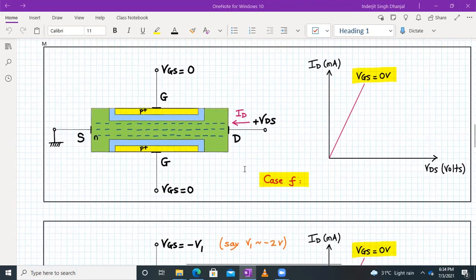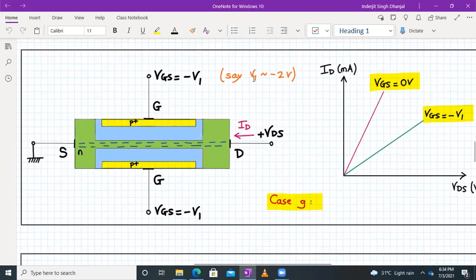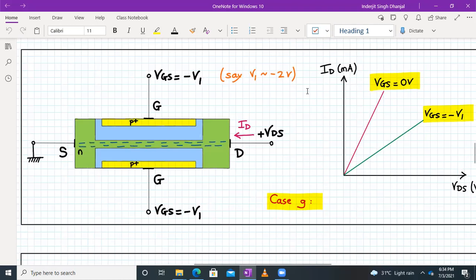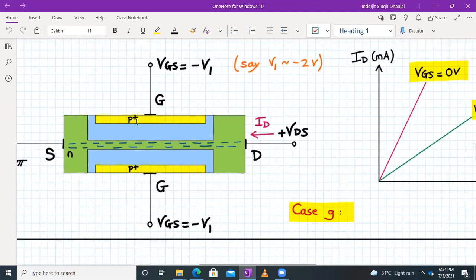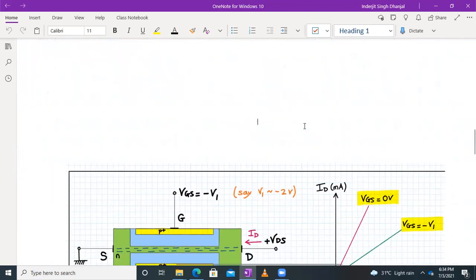Next, if a negative gate voltage VGS equal to minus V1, let's say VGS is minus 2 volt, is applied, the gate to channel PN junction becomes reverse biased. This gate to channel PN junction is the same at the drain end and at the source end, because at the drain end the voltage is almost constant now, and at the gate terminal we have increased the voltage. So on both sides the depletion region width will increase, because the depletion region widens and the n channel becomes narrower, as you can see. So what we can say is that the area has reduced, correct?